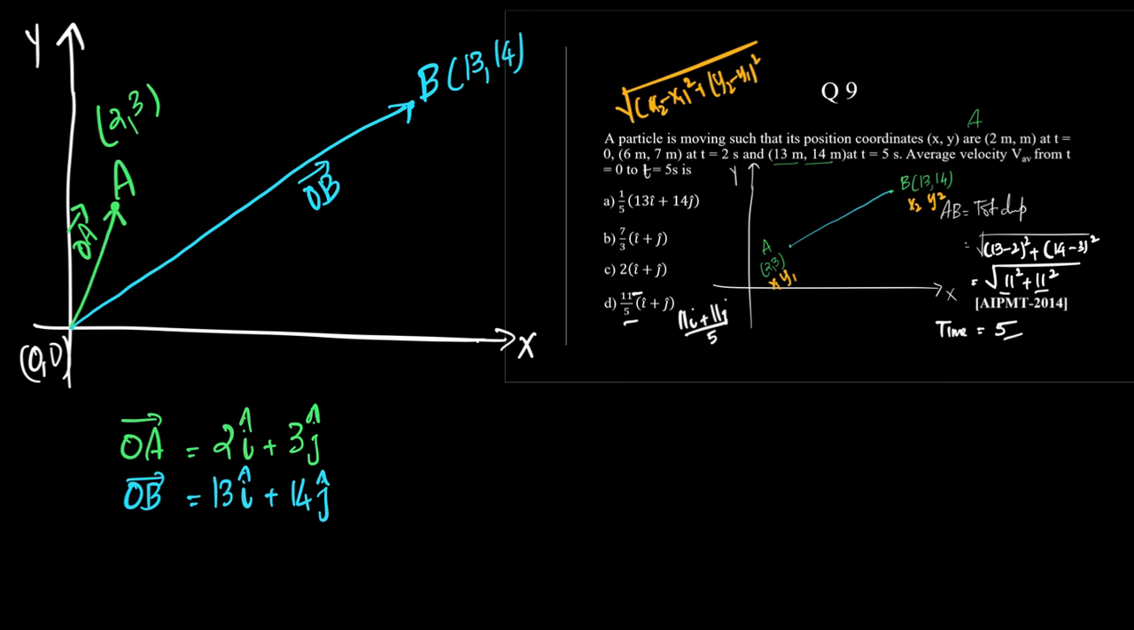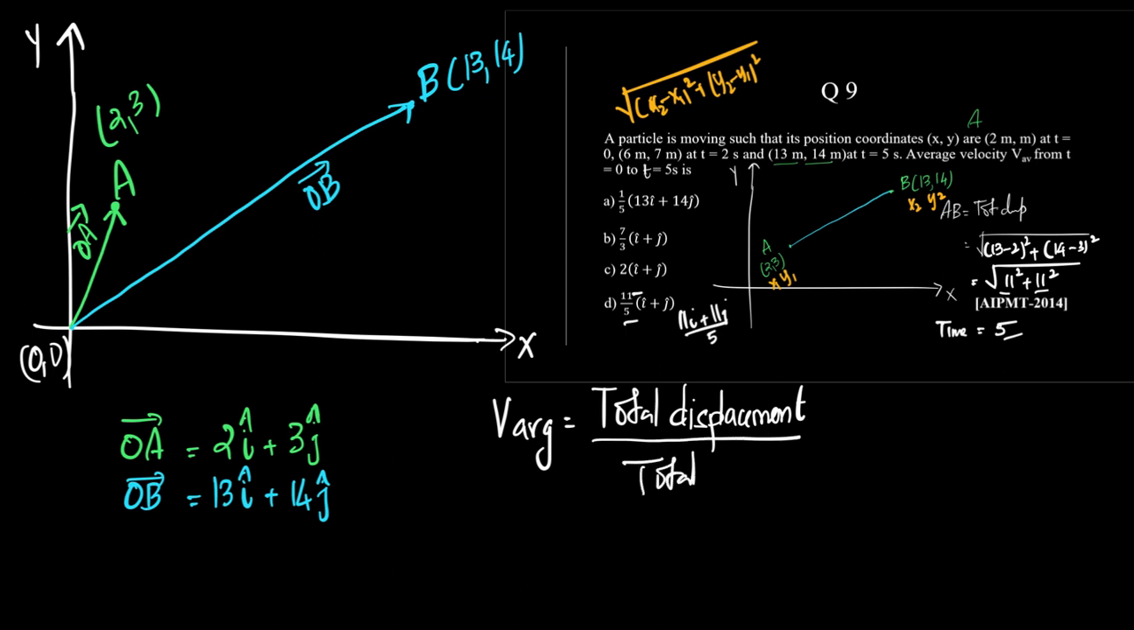And what is V average equal to? V average is equal to the total displacement by the total time. That would be the analytical method. If we write it like this, vector V average would be equal to vector AB upon total time, which is 5 seconds, right?